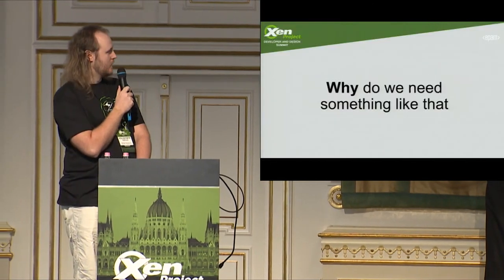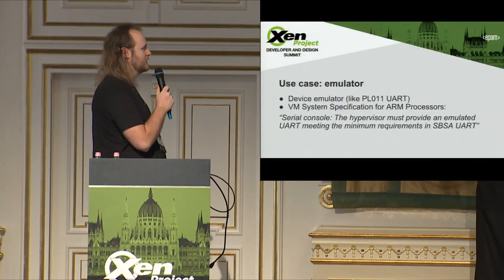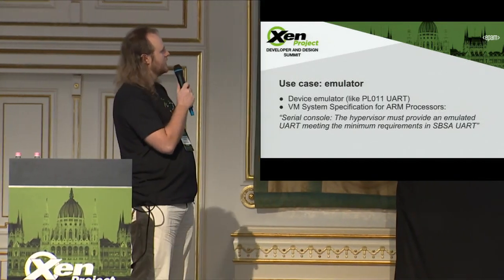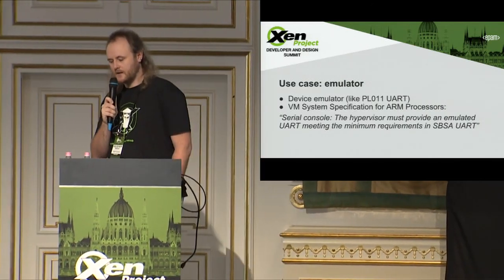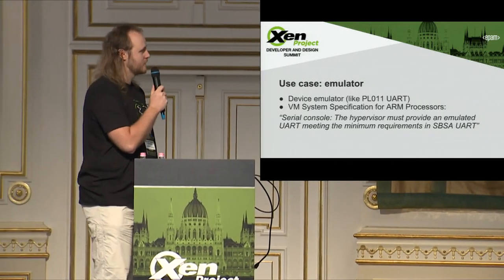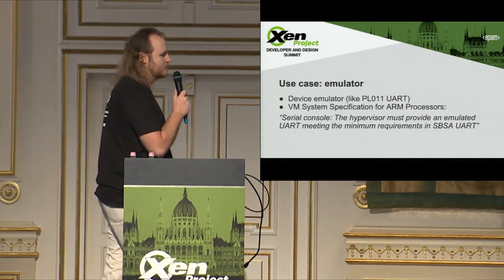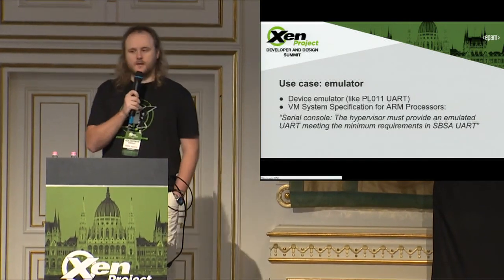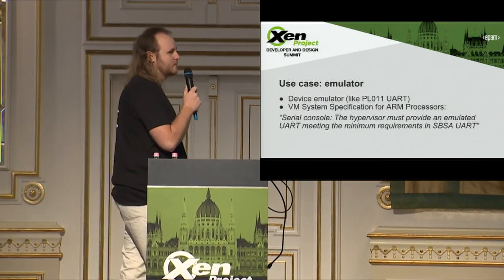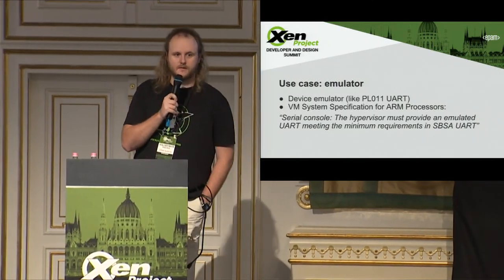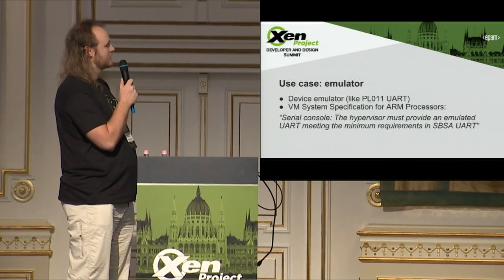And so why do we need something like that? There are different use cases. For example, on ARM, we have the VM system specification that says that every virtual machine should have a virtual UART device, like PL011. And there is a question of where we can put this emulator. Obviously, the idea is to put it into a hypervisor, but actually we don't want the emulator to run in hypervisor mode. So there should be some other place for this emulator.